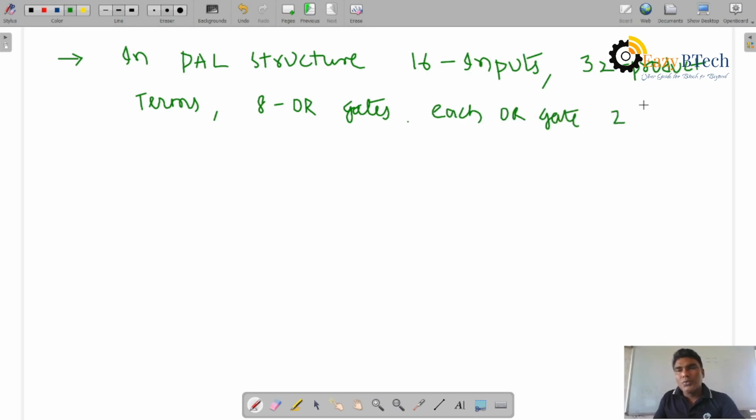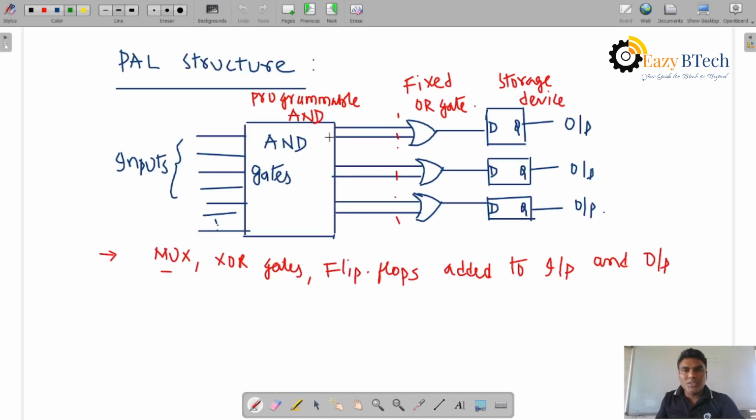We can take 2 to 50 inputs. Let us take 2 to 50 inputs; OR gates will be taken, each OR gate, external OR gates. We can also use multiplexers and XOR gates, flip-flops in the designing. So only the AND gate is programmable, the remaining are externally connected. This is about the PAL structure.